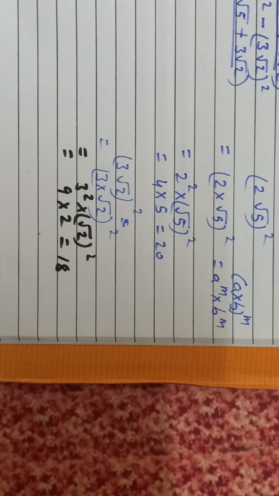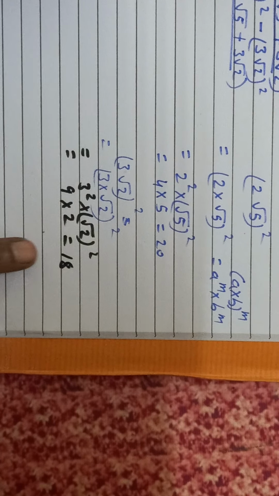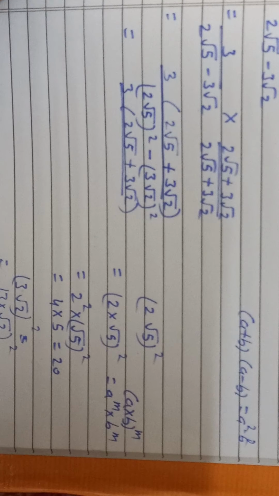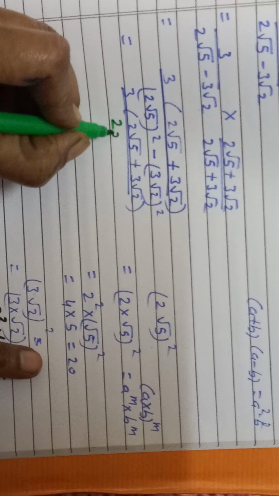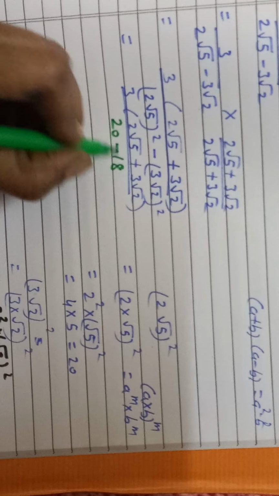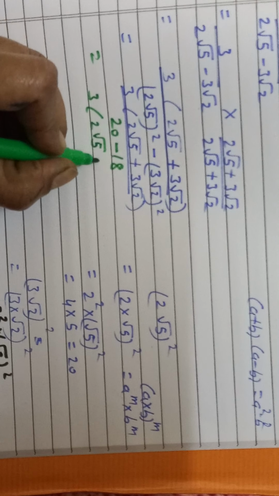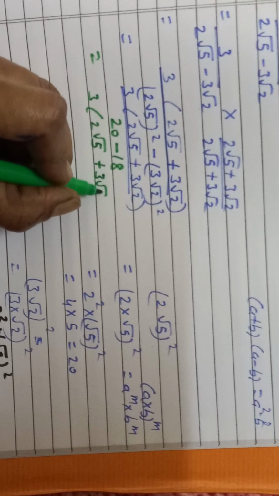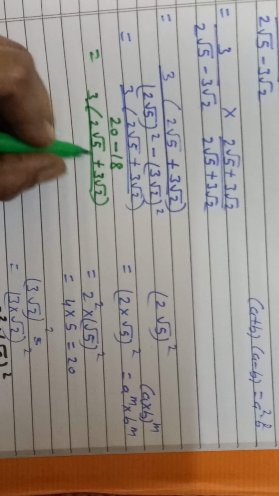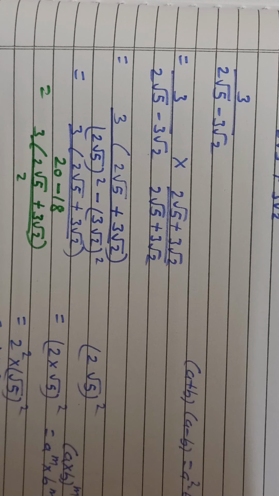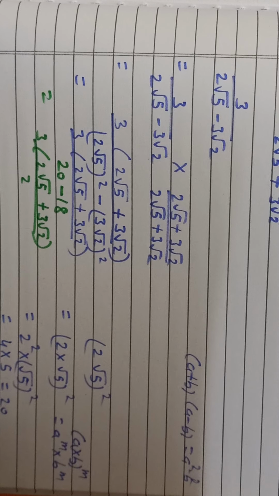Now we will get here 18. So 2 root 5 square, I have got 20. So I'll write here 20 minus 18. After that we will have 3 into 2 root 5 plus 3 root 2 upon 20 minus 18, which is 2. So like this you have to solve. Very simple examples are there. Let us move on to the next question.